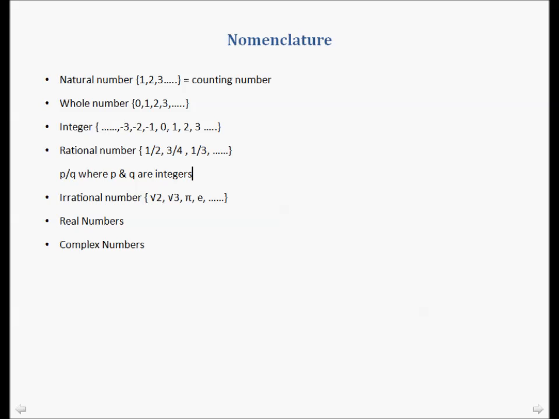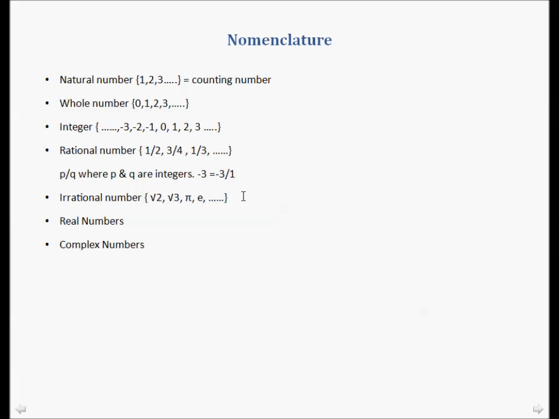So any number which can be represented in the form p by q, where p and q are integers, is a rational number. Here we see an example, 1 by 2, where p is equal to 1, q is equal to 2, and p and q are integers. It's a rational number. 3 by 4 is a rational number. By this definition, minus 3 can be written as minus 3 by 1, right? Again in p by q form, where p and q are integers. So every integer is a rational number itself, right?